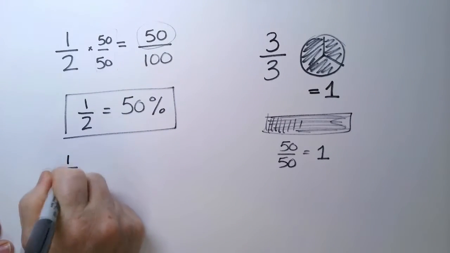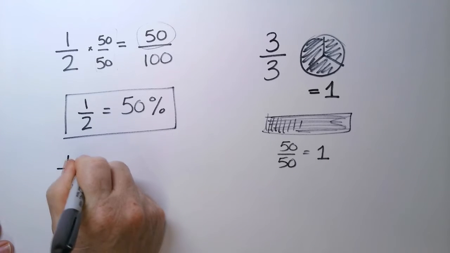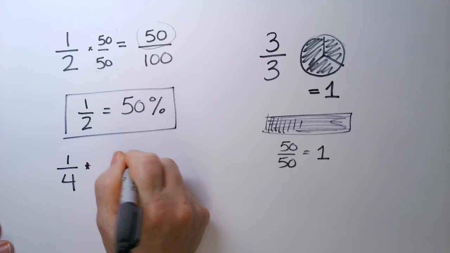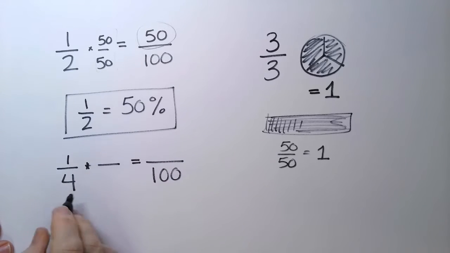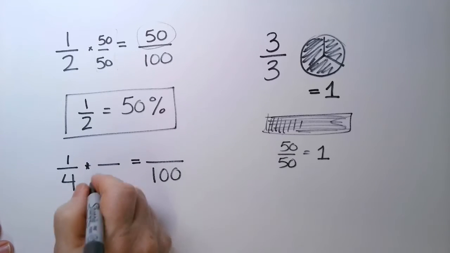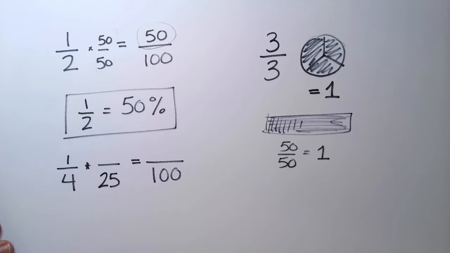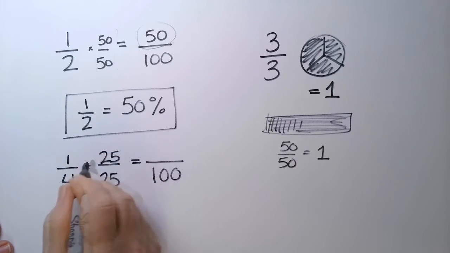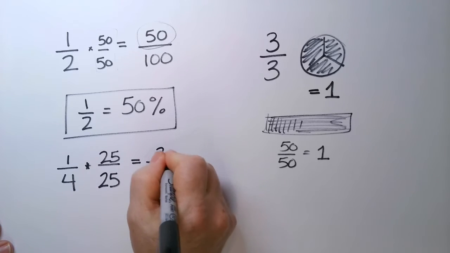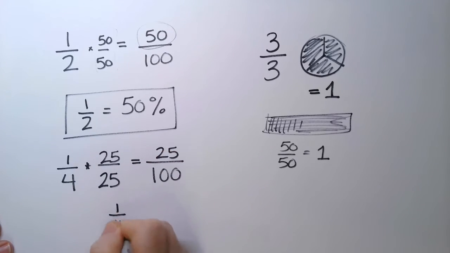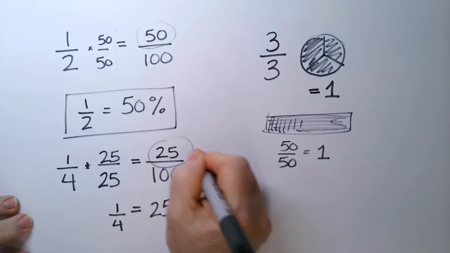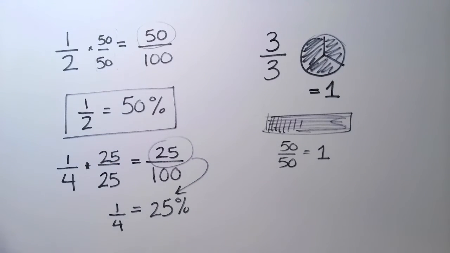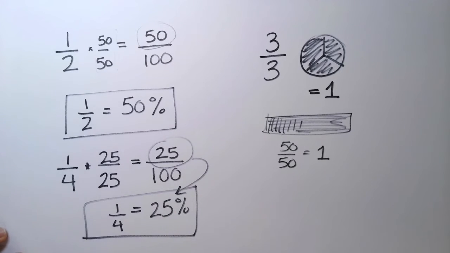What if it's a 1/4? Okay, well, in this case, I can scale it up to be 100. So what do I multiply the 4 by to get 100? In this case, it's 25. 4 times 25 is 100. Don't forget, you got to do it to the top too. 1 times 25 is 25. So 1/4 equals 25%. So I just take the numerator and stick it there. You see that? Isn't that fun?